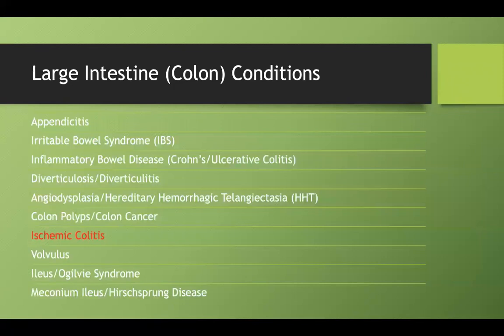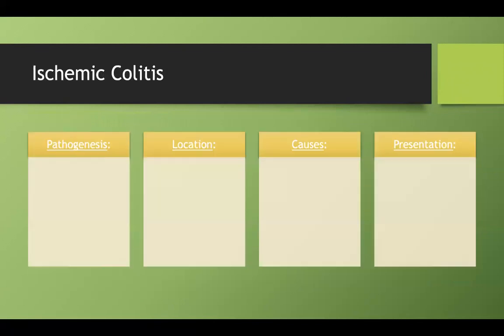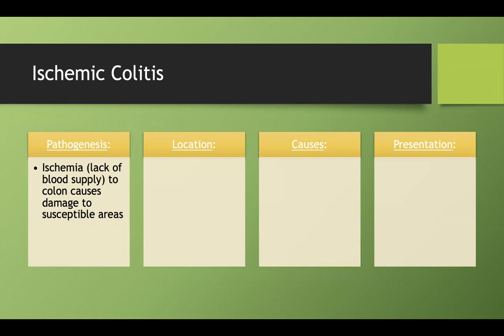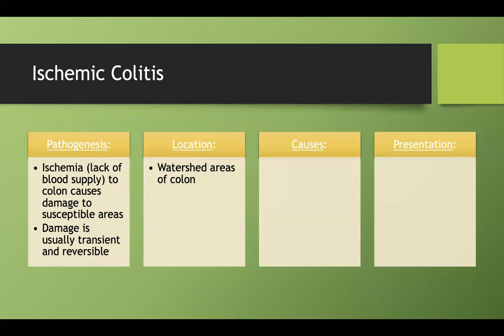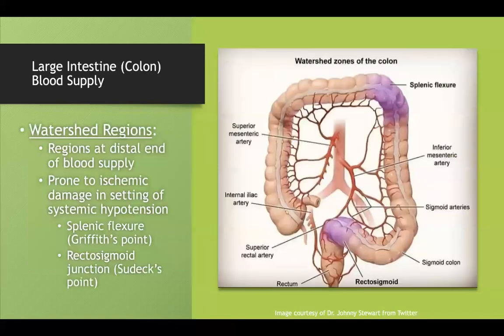Okay, now we're going to finish it off with a few quick ones here. So ischemic colitis is ischemia. The name kind of speaks for itself. It's ischemia to the colon, and the damage is often done in susceptible areas. The damage is usually reversible, and it's located in watershed areas of the colon, which we talked about earlier, the splenic flexure and the rectosigmoid junction.